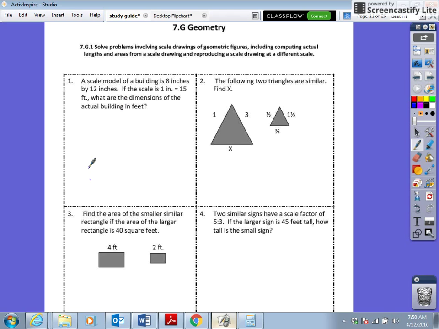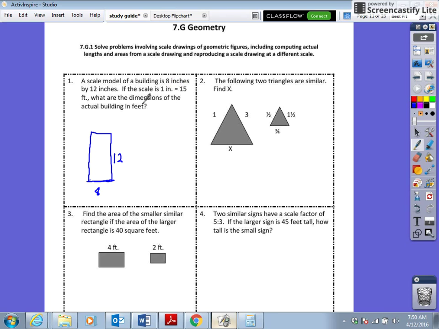So I have a building, and anytime I have geometry type things, I usually draw them out. So there's my building. Pretty simple, it's a rectangle. So it says 8 inches by 12 inches. So this probably is 8 inches down here, and this is 12 inches up here because buildings are usually tall. So the scale is, again, just a proportion. It's just what we've been doing with proportions.